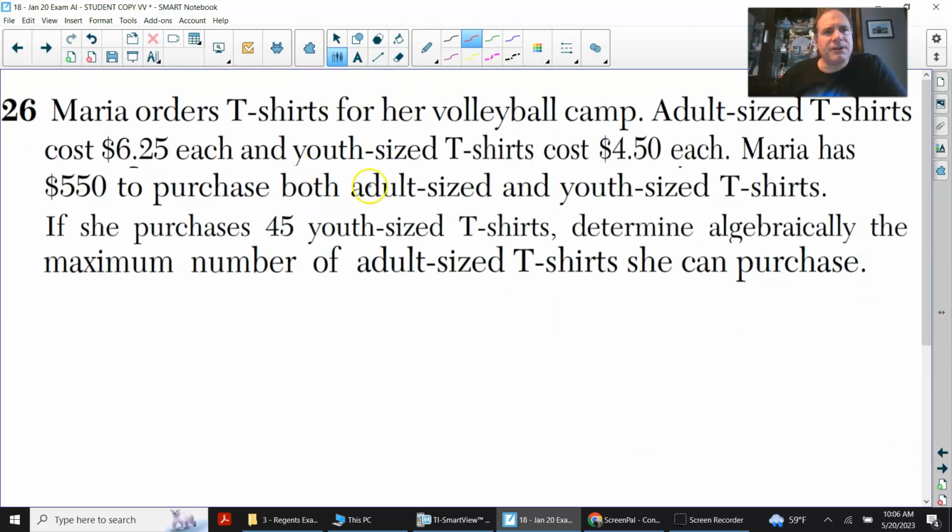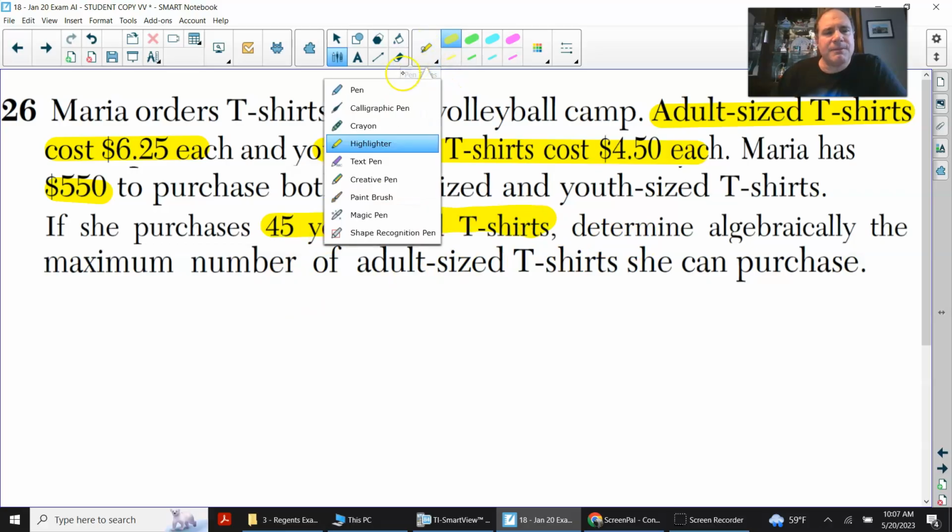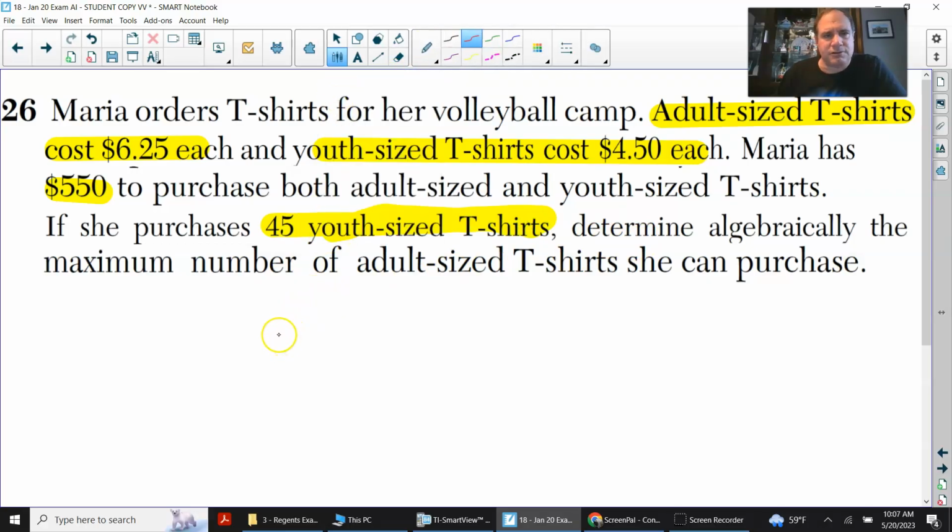Number 26, Maria ordered t-shirts for a volleyball camp. I'm going to highlight here adult size t-shirts cost $6.25 each. Youth size t-shirts cost $4.50 each. Maria has $550 to purchase both sizes. If she purchases 45 youth size t-shirts, determine algebraically the maximum number of adult size t-shirts. They want you to set up an equation and then substitute the 45 in for the youth size, and then solve for the other variable. And that's what they want you to do here.